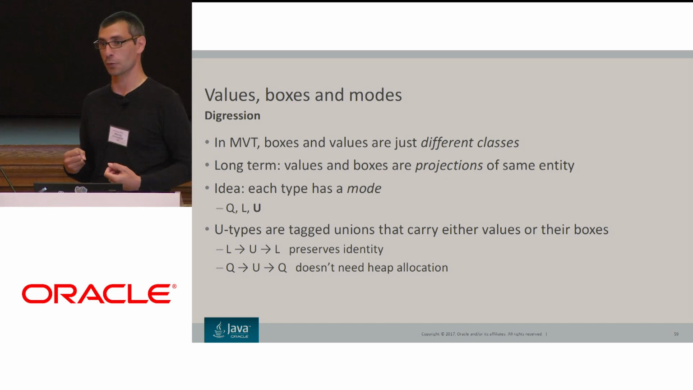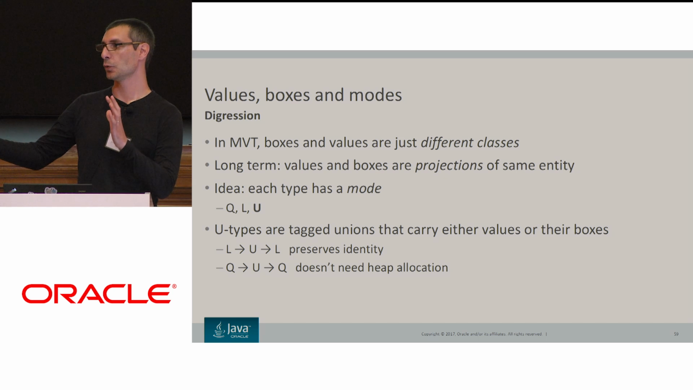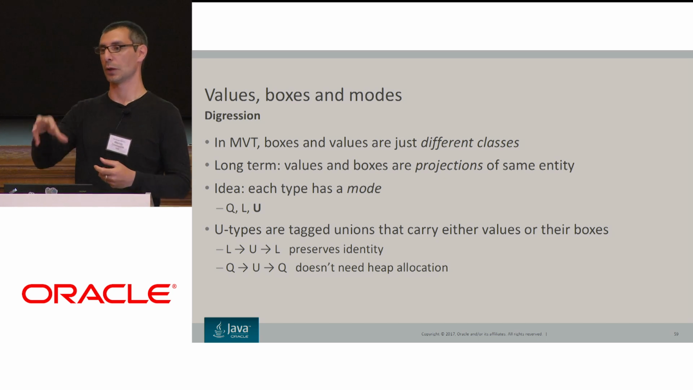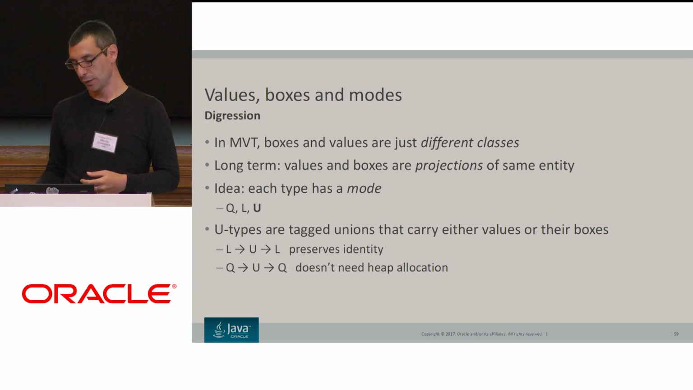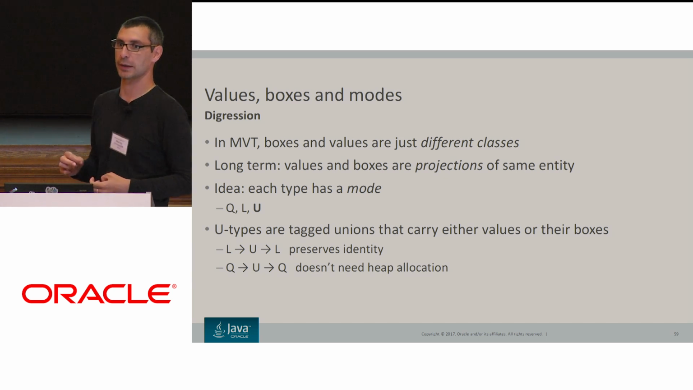And another cool fact is that when you store a value inside a U, you don't need boxing, because U is big enough to also encode values underneath. So you don't need to allocate an object on the heap. We think that this is going to be a very important instrument for our experiment.